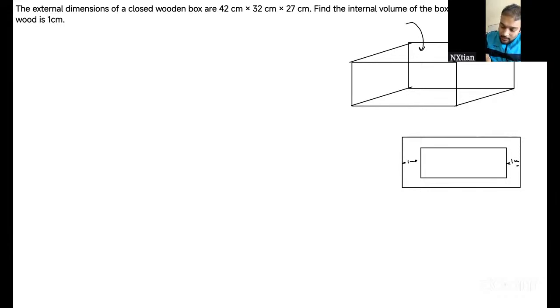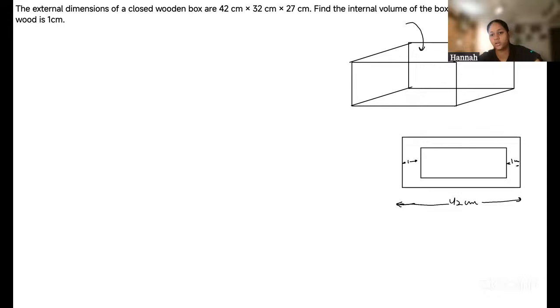So yeah, what was I saying? The external diameter which is given, okay, it's basically thickness. So for example, if you take the length, the external length is given as 42 centimeter. And if you want to find the internal dimension, what will you do, Hannah? What will you do?